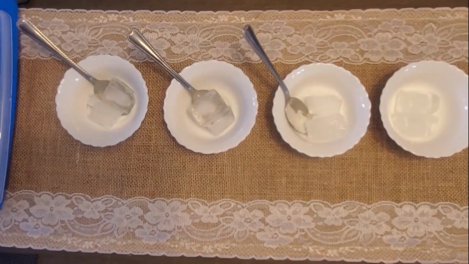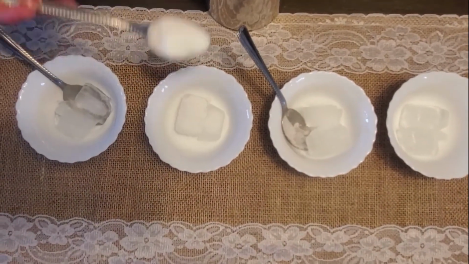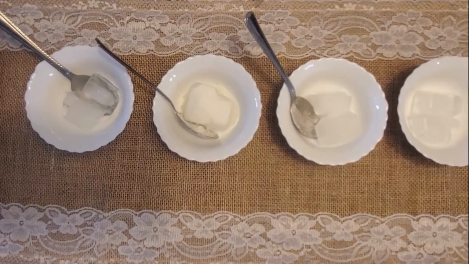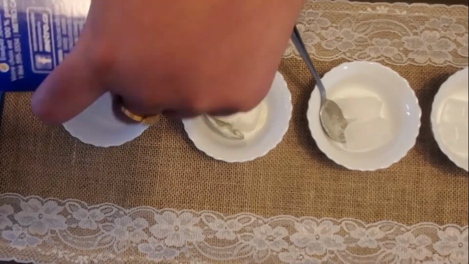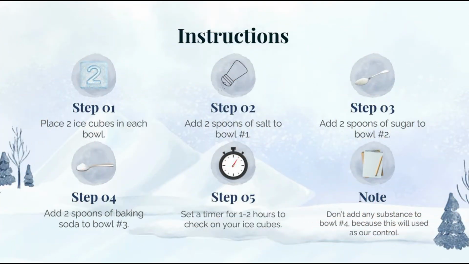Step 3. Add 2 spoons of sugar to bowl number 2. Step 4. Add 2 spoons of baking soda to bowl number 3. Step 5. Set a timer for 1 to 2 hours to check on your ice cubes. Don't add any substance to bowl number 4 because this will be used as our control.